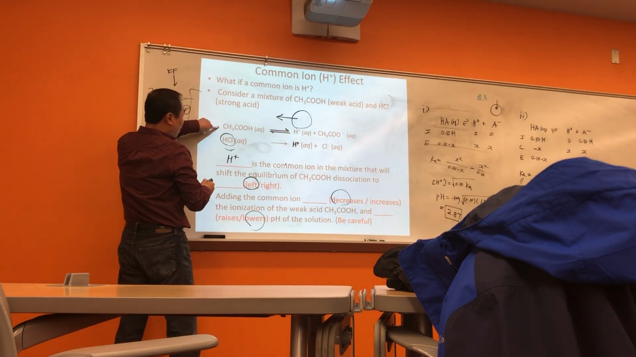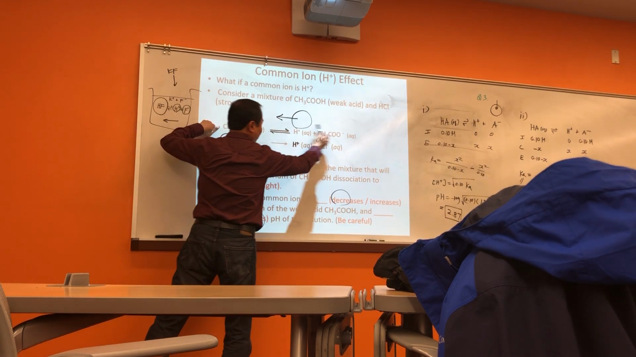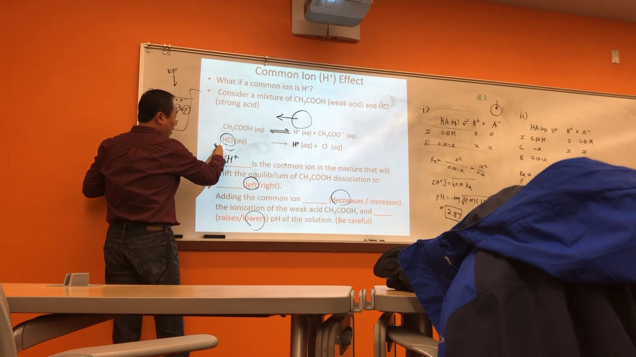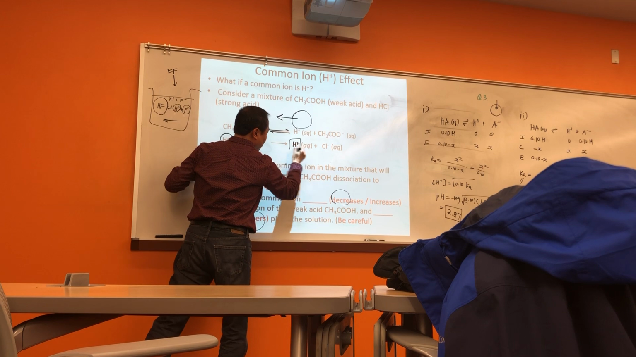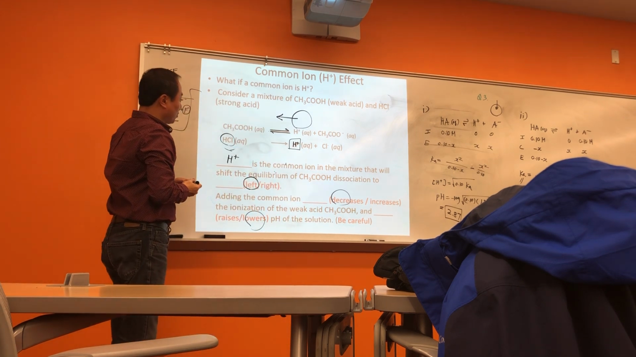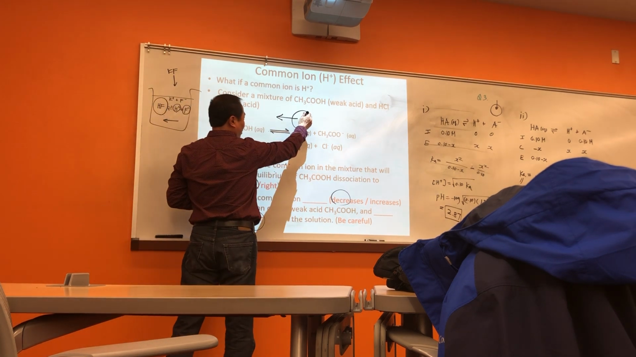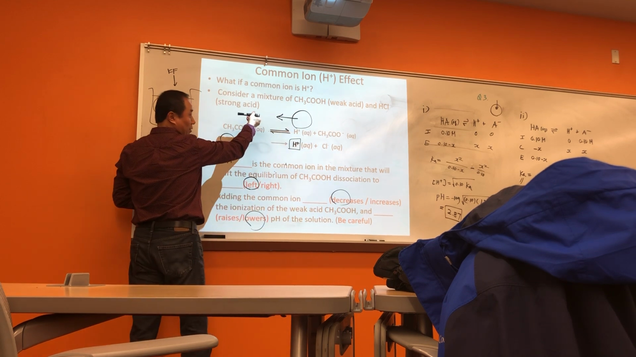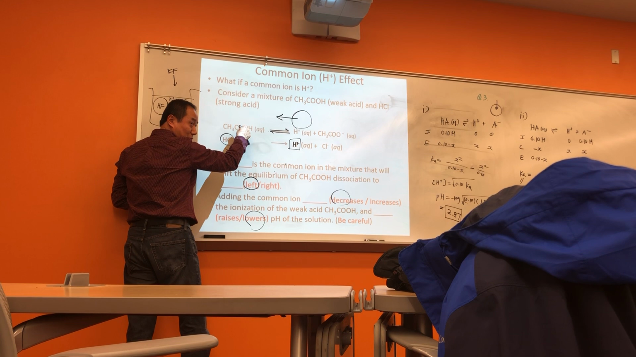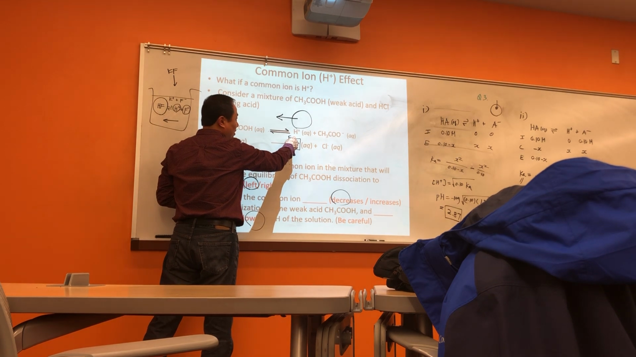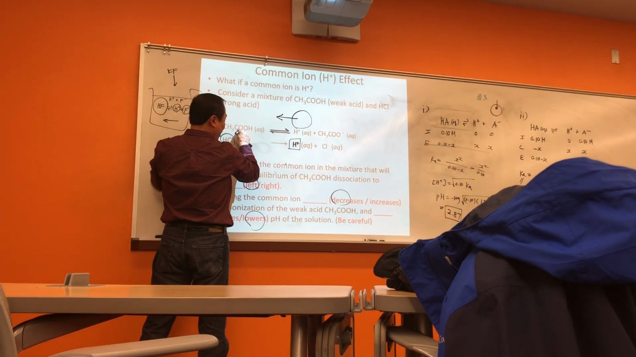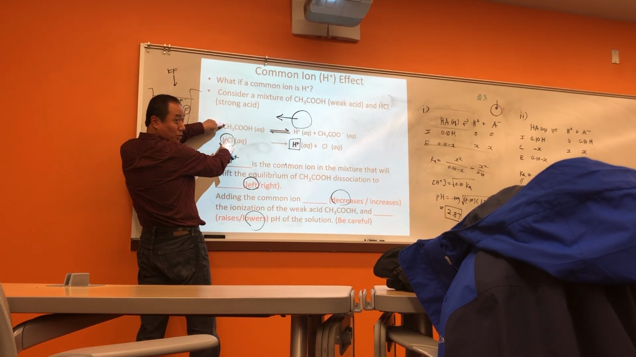So we actually have equilibrium here, but we are adding a common ion through strong acid, and this time the common ion is proton. So you are adding a certain product, and the equilibrium shifts to the left. So obviously there will be less dissociation. Less dissociation means this guy itself will produce less proton. But proton is not only coming from this guy, we are adding proton from an outside source.